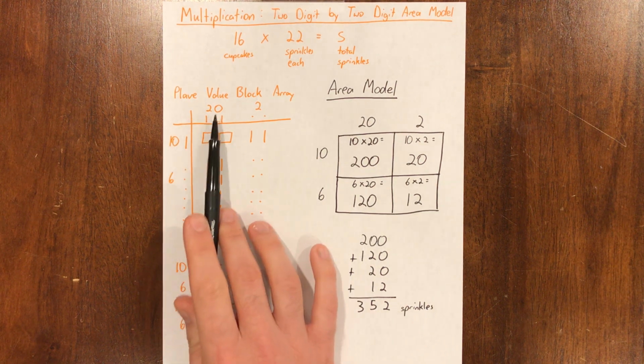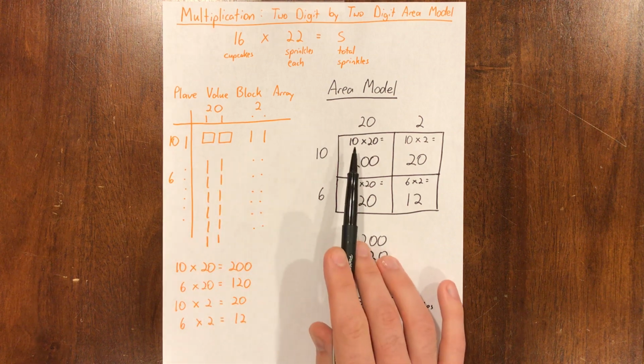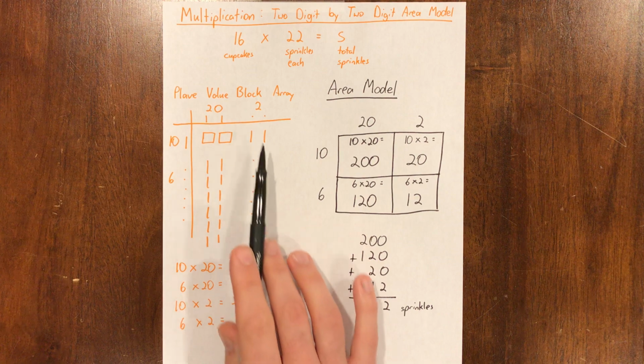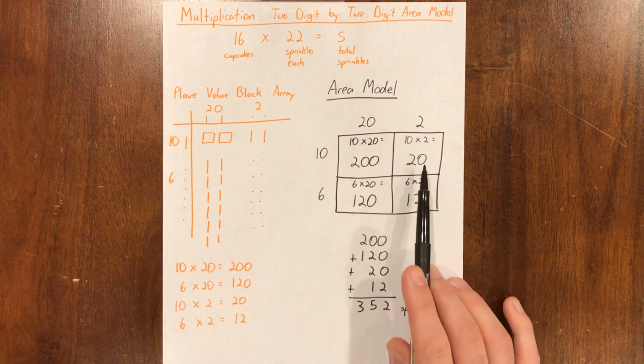Here we've got 10 times 20 is 200s. Here, 10 times 20 is 200. Here we've got 10 times 2 is 20. 10 times 2 is 20, and so on.